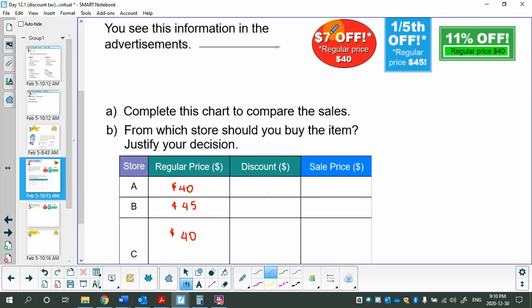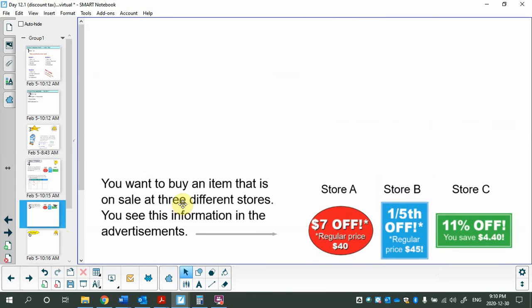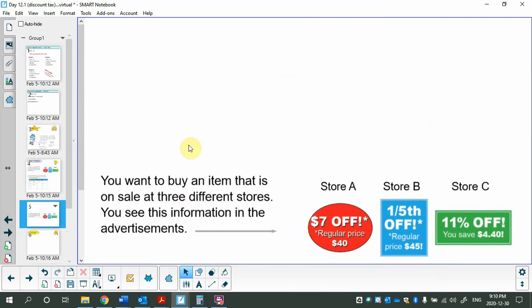The discount for store A is just a straight up $7. I don't know how many dollars it is for store B because it gives me a fraction. And I don't know how many dollars it is for store C because it gives me a percent. So I have made a sheet here that will let us take care of store B and store C. So I'm going to do store B up here. And then we'll do store C down below.